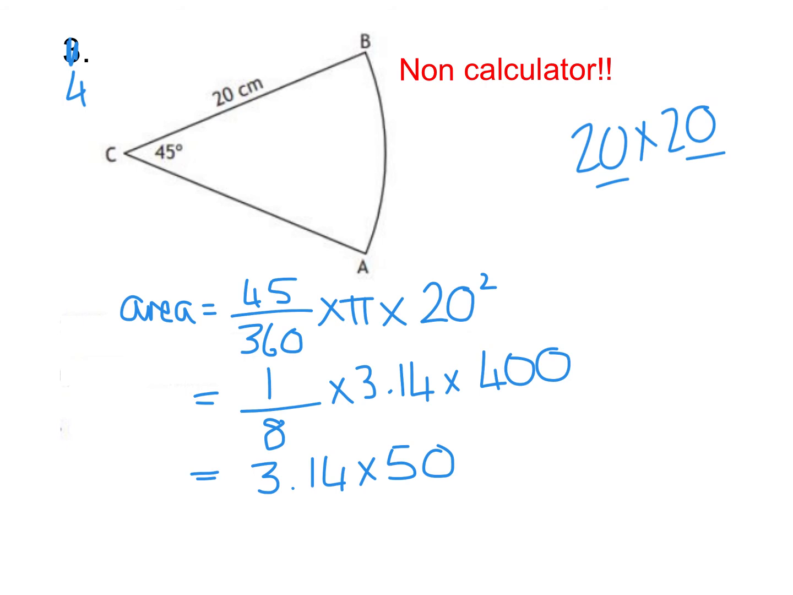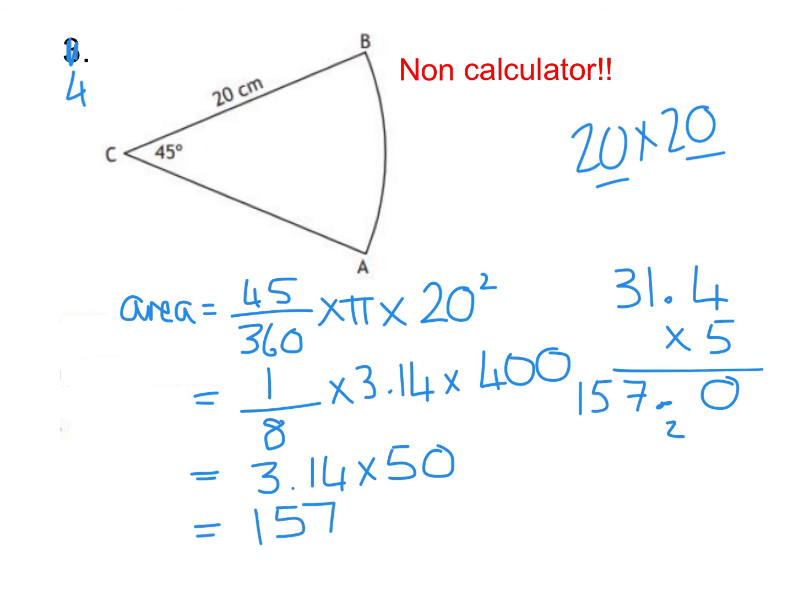So I'm left with 3.14 times 50. To do that, I times by 10 first of all, so you've got 31.4 times 5. 5 4s are 20. 5 1s are 5, add 2 is 7. 5 3s are 15. So I've got an answer of 157 square centimetres.